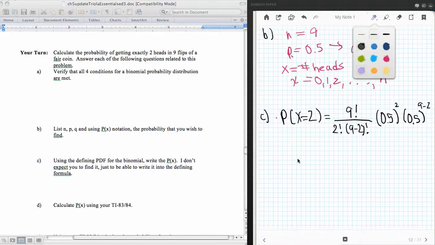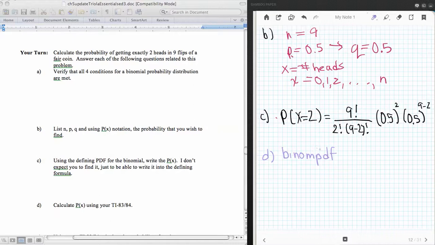Now we can take a look at our TI calculator to actually find that. So to actually find that on my TI, I would say binom and then PDF, because PDF implies that I've got equality. And I'm going to put in here my n, which is 9, and my probability of a success, which is 0.5, and my random variable, which is equal to 2.